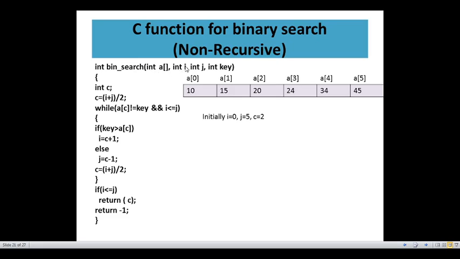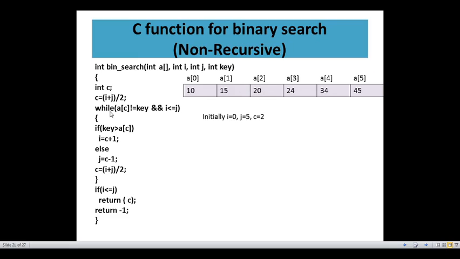Int a, int i, int j, and int k. This is your key, the element to find inside this array. When you are trying to find it in this array, i equals 0, j equals 5, which means the last element, and c is your mid. So c equals (i plus j) divided by 2. 0 plus 5 is 5, and 5 divided by 2 is 2. So this is your mid.